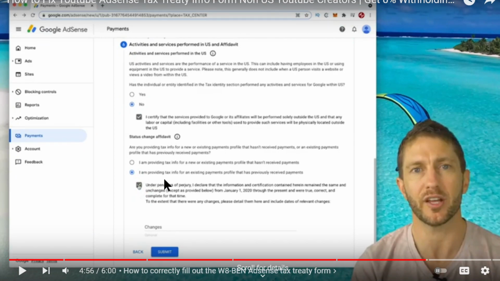you also hate it. So, a new payment profile that hasn't received payment, that one is clear. Or an existing payment profile that hasn't received payments, that's also different. But you can't be an existing without receiving money. You always get your money. So, and they also know that.